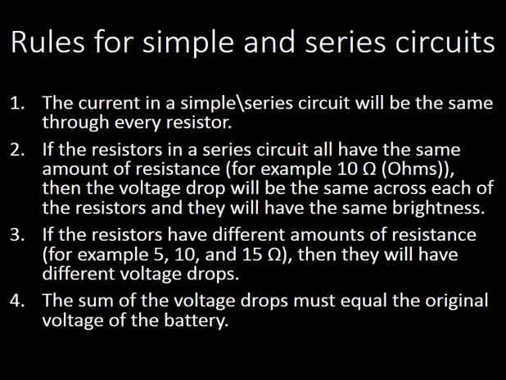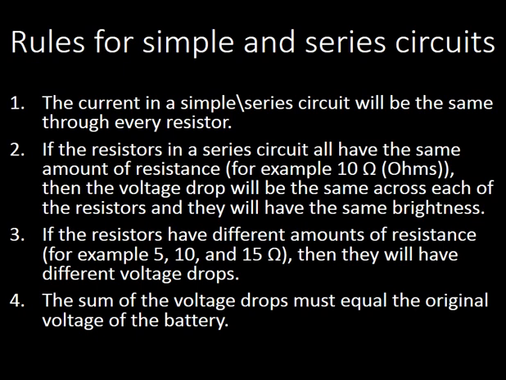Now, when we're working with simple and series circuits, there's a couple of really basic rules for you to follow. The first one just says that the current in a simple or series circuit is the same through every resistor, and that should make sense because the amount of current going into a resistor, you have to get the same amount of current coming out of it. Otherwise, you would have a violation of the law of conservation of charge, which said that the amount of charge that you have before and the amount of charge that you have after is the same. Alright, so current has to be the same on each side of each resistor.